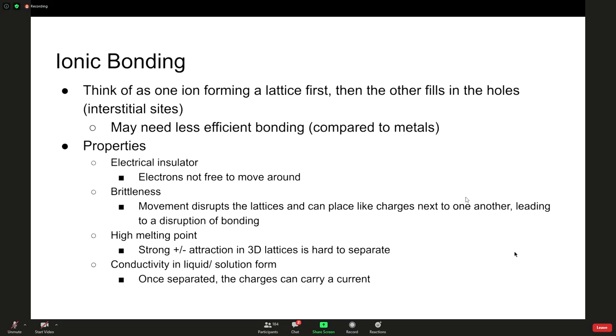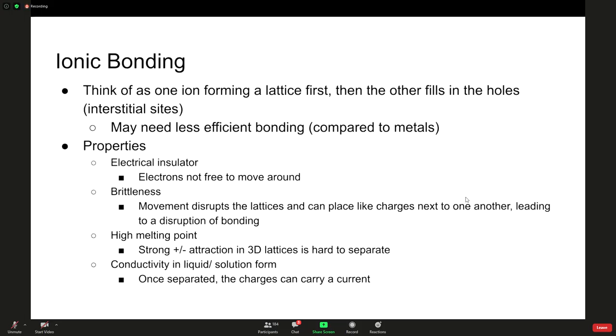And then for brittleness, if we try to hit an ionic solid, that will disrupt the ions and where they're positioned. So in a lattice, we have the positive and the negative ions close together where they are, so we're maximizing the Coulombic attractions. But if we hit a solid and we displace those ions, then we can disrupt the bonding because then there may be some positive ions close to each other, and that would increase the repulsive forces.